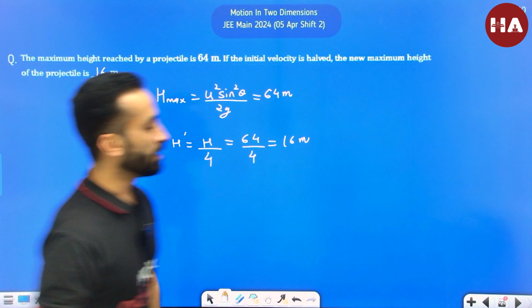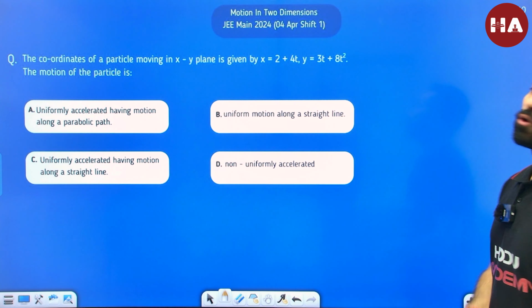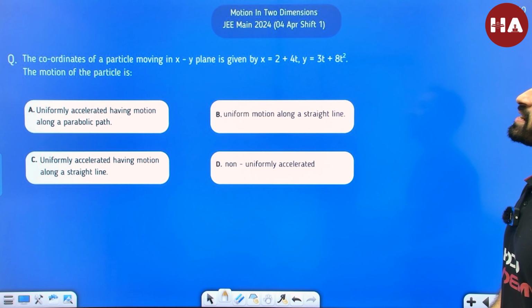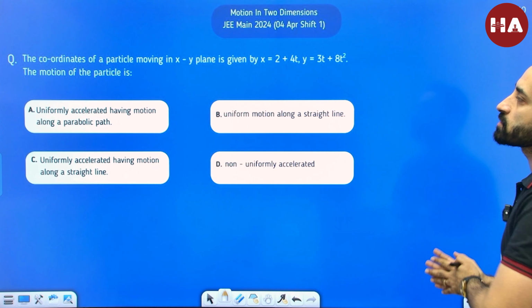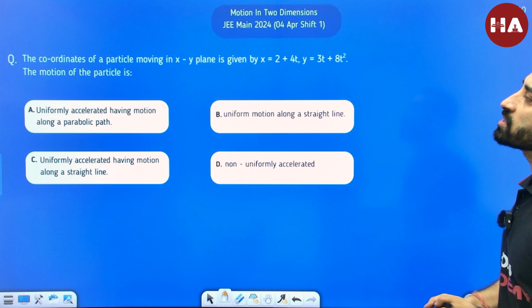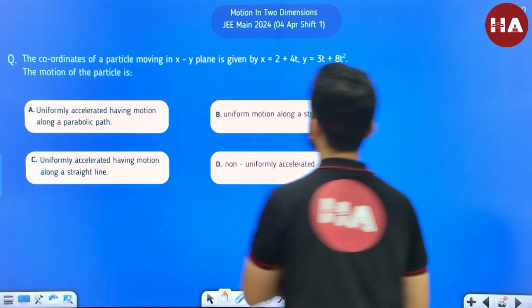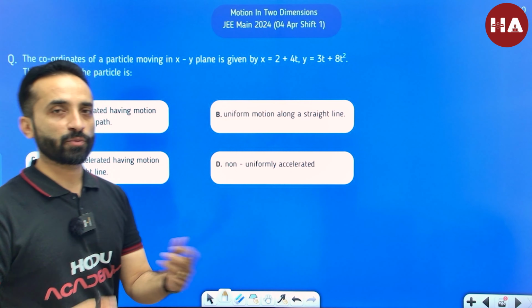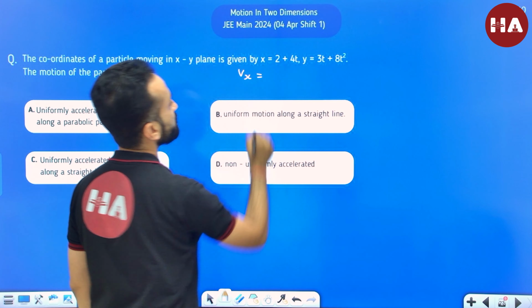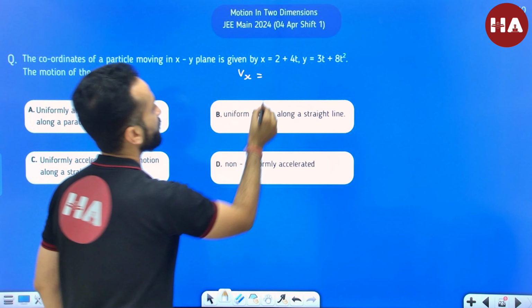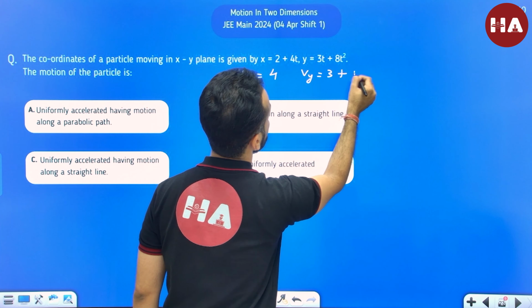Right students? So the next question. Okay. So this is from 4th April shift 1. The coordinates of a particle moving in the xy plane is given by x equals 2 plus 4t and y equals 3t plus 8t square. The motion of the particle is. Alright, so let's quickly do this. Let's first differentiate, then this is going to give us the velocity in the x direction, so that's going to be 4, and velocity in the y direction is going to be 3 plus 16t.